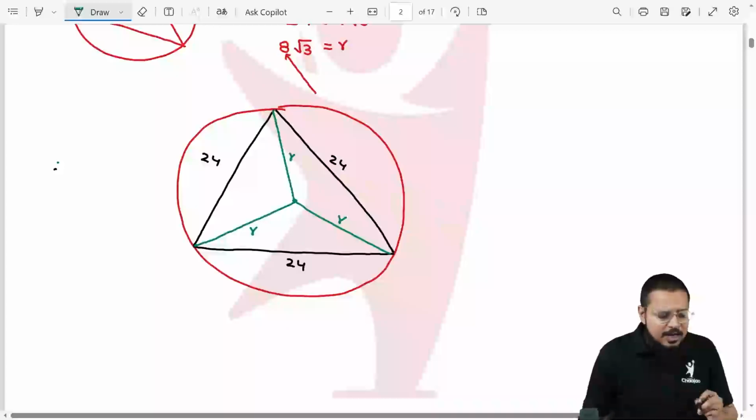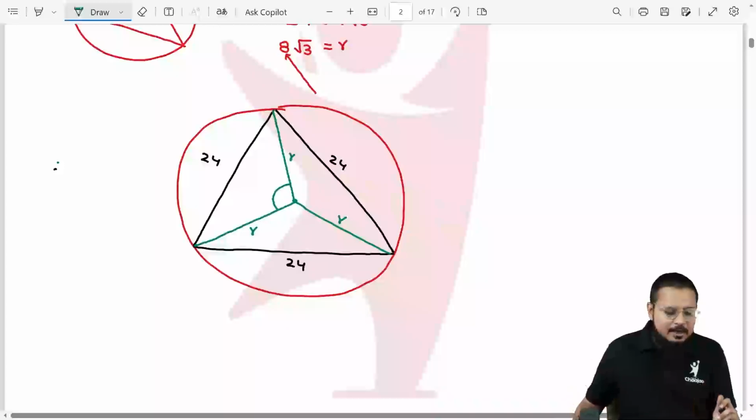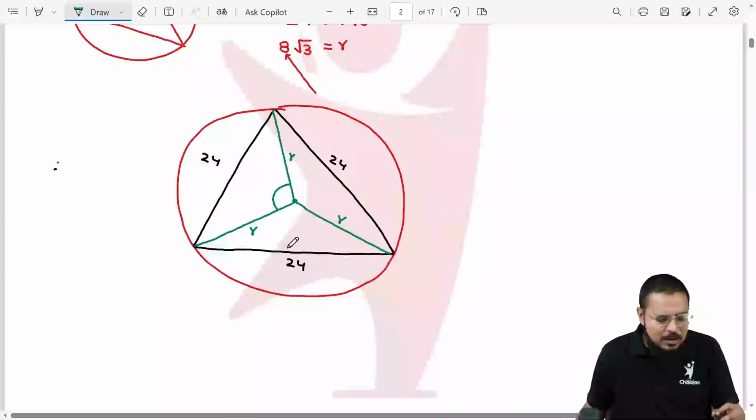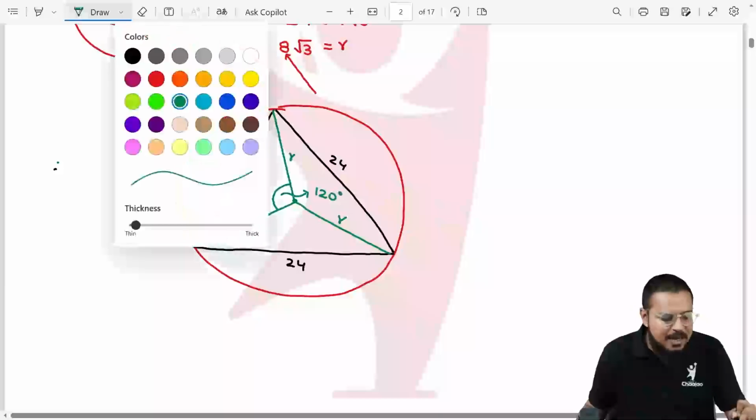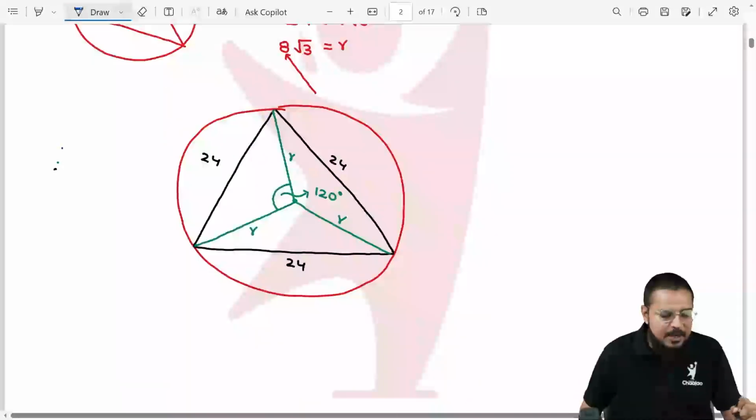Now, can I know this angle? Yes, I can calculate this angle because this entire circular angle would be equal to 360 degrees. So you're going to divide 360 by 3 to find out the angle of this particular arc. So this should come out as 120 degrees. I know this angle. This is 120 degrees. So what if I drop a perpendicular from here?